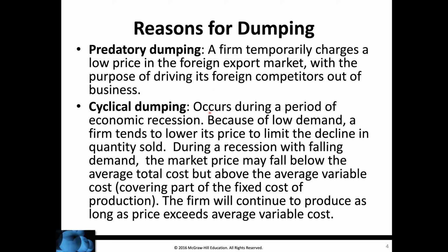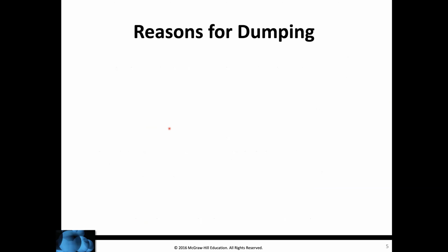Then there's cyclical dumping. This occurs during a period of economic recession. Because of low demand, a firm tends to lower its price to limit the decline in quantity sold. During a recession with falling demand, the market price may fall below the average total cost, but above the average variable cost, covering part of the fixed cost of production. So the firm will continue to produce as long as price exceeds average variable cost. That can't go on forever. That's why we call this cyclical, and it's in times of economic recession.